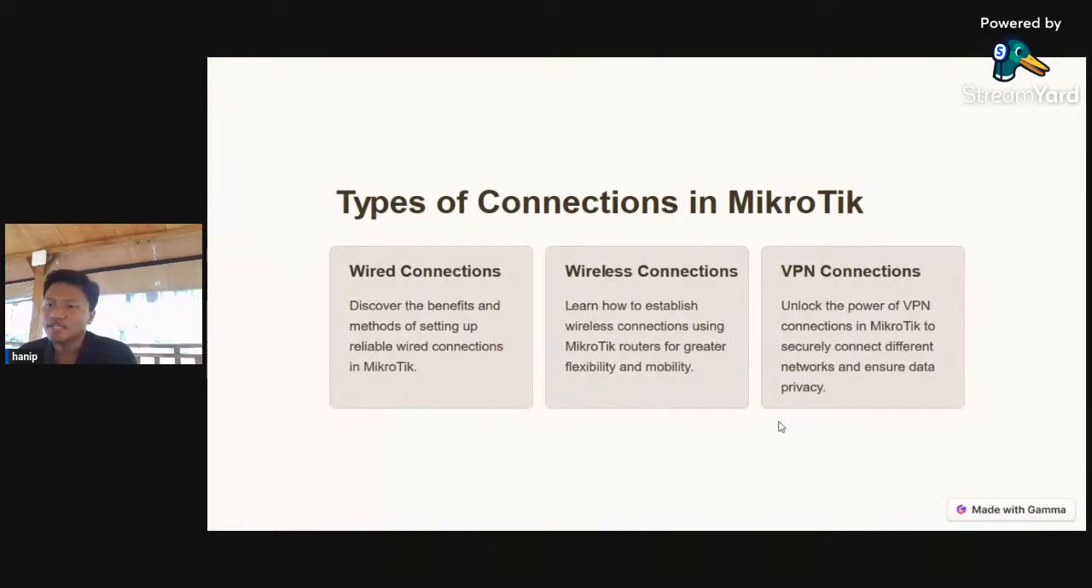In this material, there are three types of connection in MikroTik. The first type is wired connection. Wired connection: discover the benefits and methods of setting up a reliable wired connection in MikroTik. The second type is wireless connection. Wireless connection: learn how to establish wireless connections using MikroTik routers for greater flexibility and mobility. So the range of wireless is long, not like the wired connection. And the third type is VPN connection. VPN connection: unlock the power of VPN connection in MikroTik to securely connect different networks and ensure data privacy.